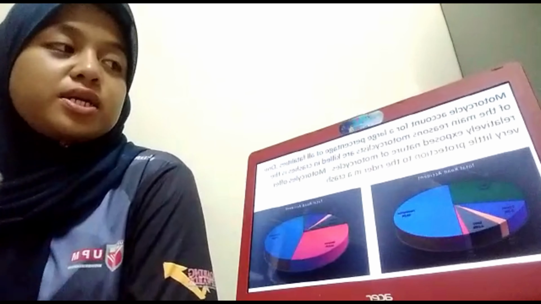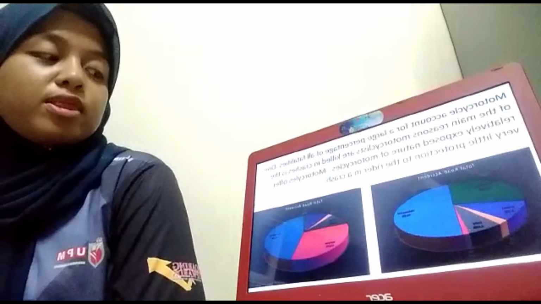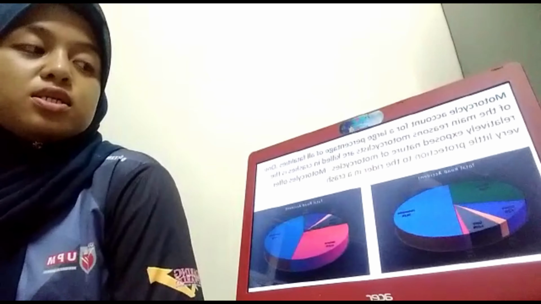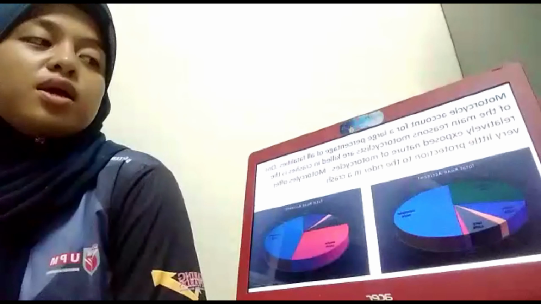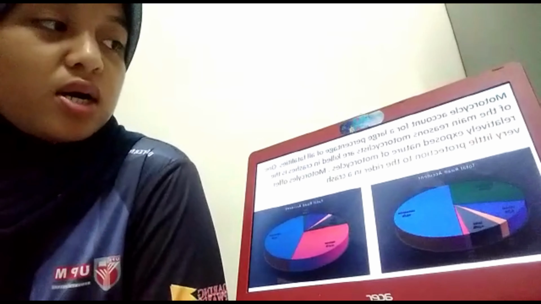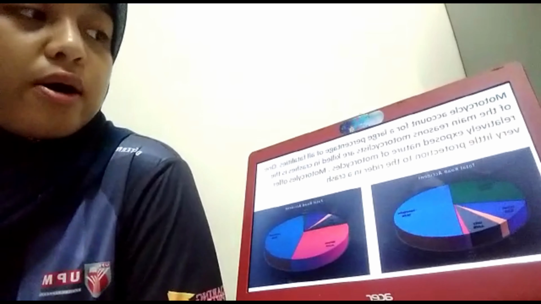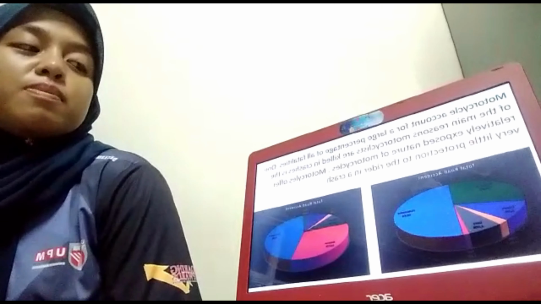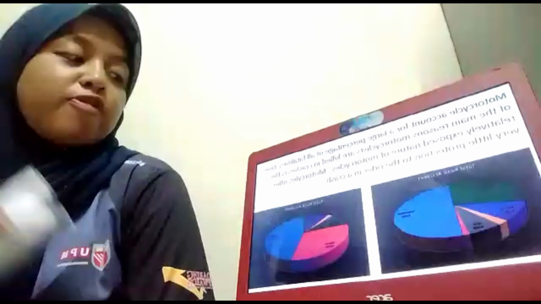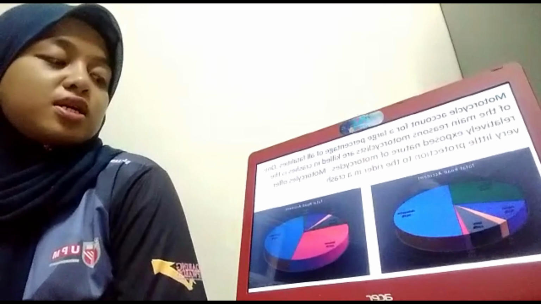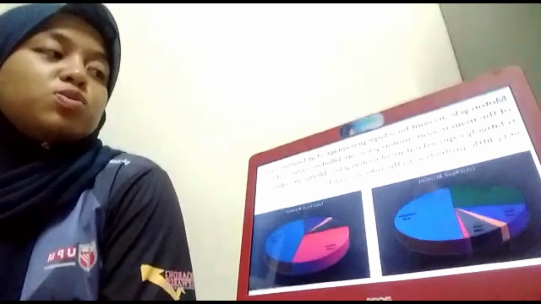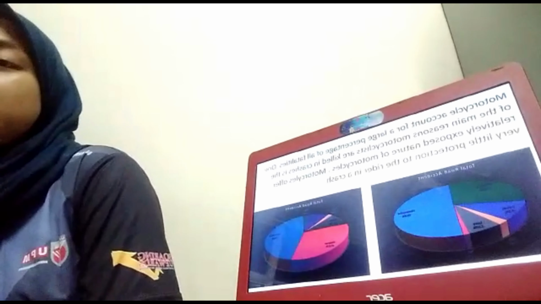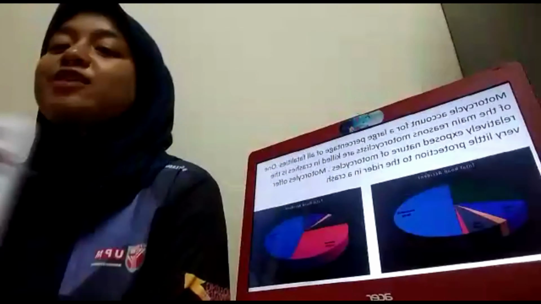This is the pie chart for total road accidents and fatal road accidents. You can see here for total road accidents, the motorcycle was the highest, followed by motor car, van, lorry, and the last one is bus for public transport. And the last is the fatal road accidents. It is still the motorcycle that was the highest, because the motorcycle offers very little protection to the riders in a crash. That's all from me.